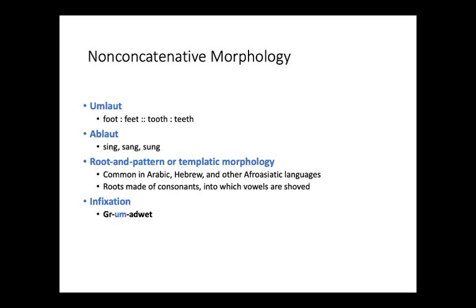In these words, you start off with a root. It's usually like 2 or 3 consonants, and then you shove vowels in between those consonants and before and after in order to form different forms of a word or in order to change the meaning of the word. That's called root and pattern or templatic morphology. And it's challenging from an NLP perspective, actually.